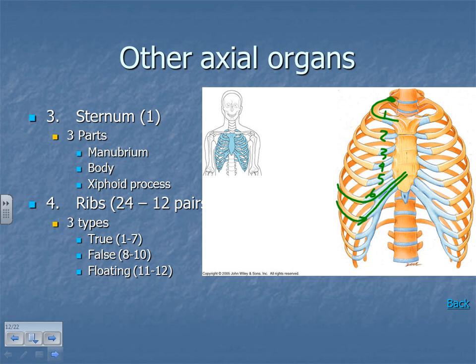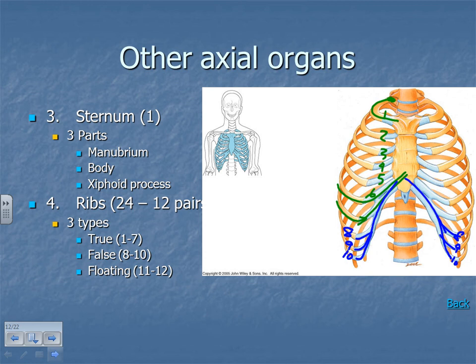False ribs are 8, 9, 10. And if you notice, those 3 connect to each other first, and then they connect basically to the 7th rib. Okay, but the 8, 9, 10 false ribs, they're not like a true-false multiple choice idea, but they're false in the fact that they connect to each other before they connect to the sternum. So here's 8, 9, 10 on that side. They connect to each other first and then to the sternum.